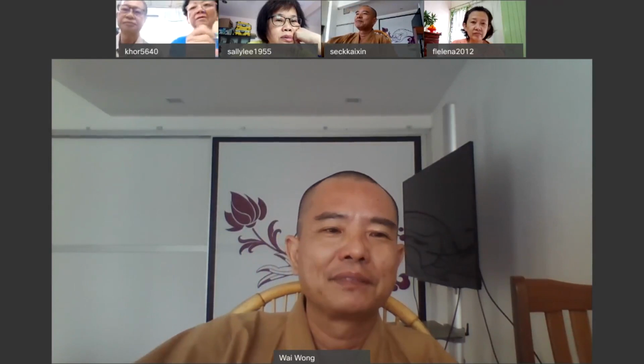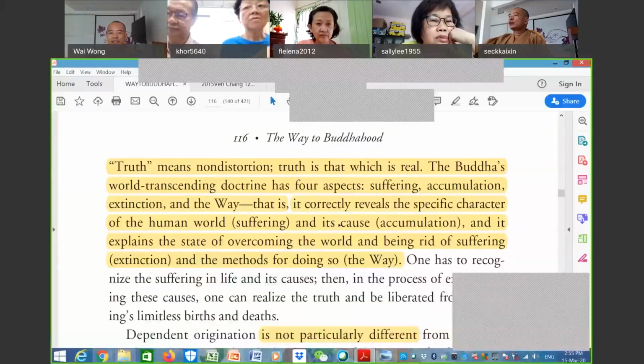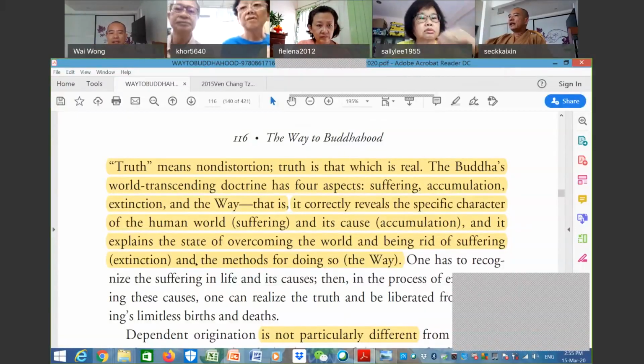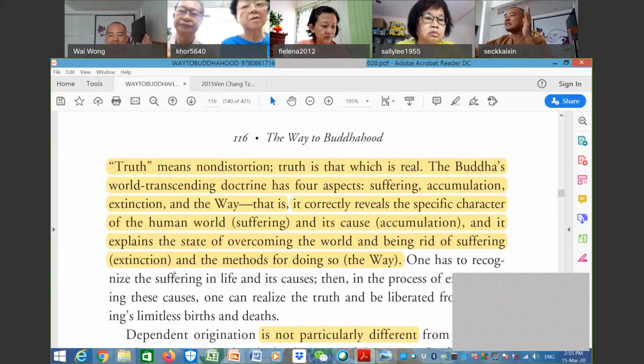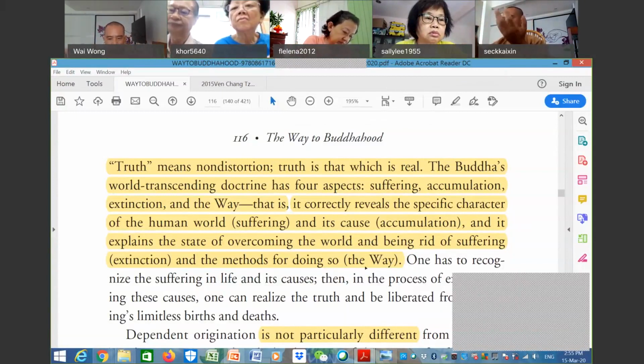Okay, so let's go further to the Four Noble Truths. According to this, it explains the state of overcoming the world and being rid of suffering. Being rid of suffering, extinction, means nibbana actually. Basically, it's a very clear definition. That's the nibbana, and the way will be the Four Noble Truths. We'll go through the way in a little more detail.